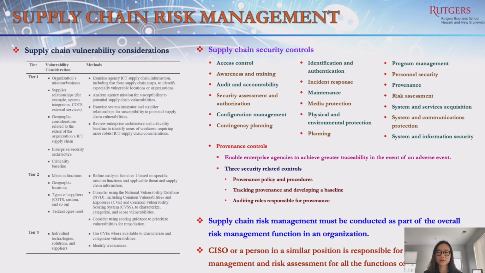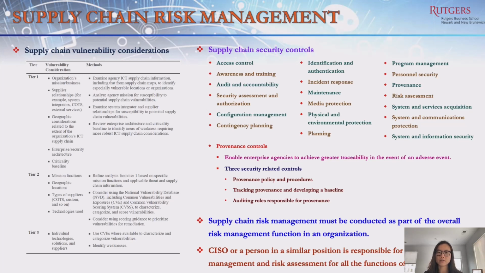There are 3 security-related controls in the provenance family, which deals with creating and maintaining provenance within the supply chain. The objective is to enable enterprise agencies to achieve greater traceability in the event of an adversary, which is critical for understanding and mitigating risks. The 3 security controls in this family include provenance policy and procedures, tracking provenance and developing a baseline, and auditing roles responsible for provenance.